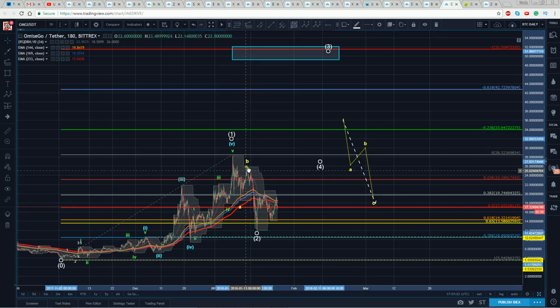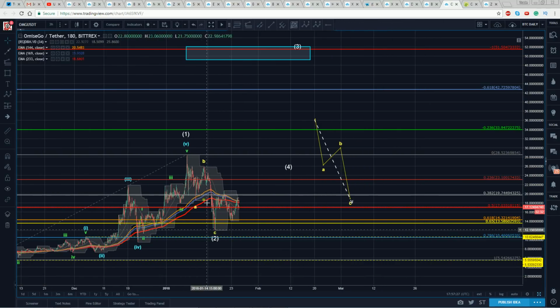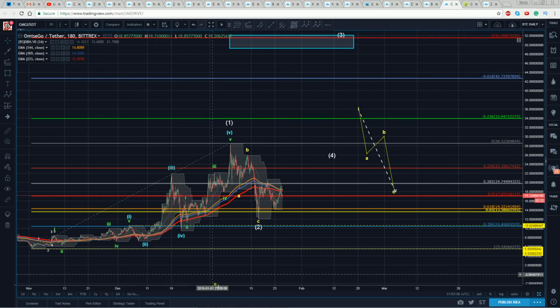I got 3 waves in my B. If I open that up, there's 5 waves in my C. You can see it here. 1, 2, 3 we go down. Here's the 4. We come down for the 5. I can't ask for it any better than that. That's as good as it gets. That's textbook Elliott wave pattern right there.